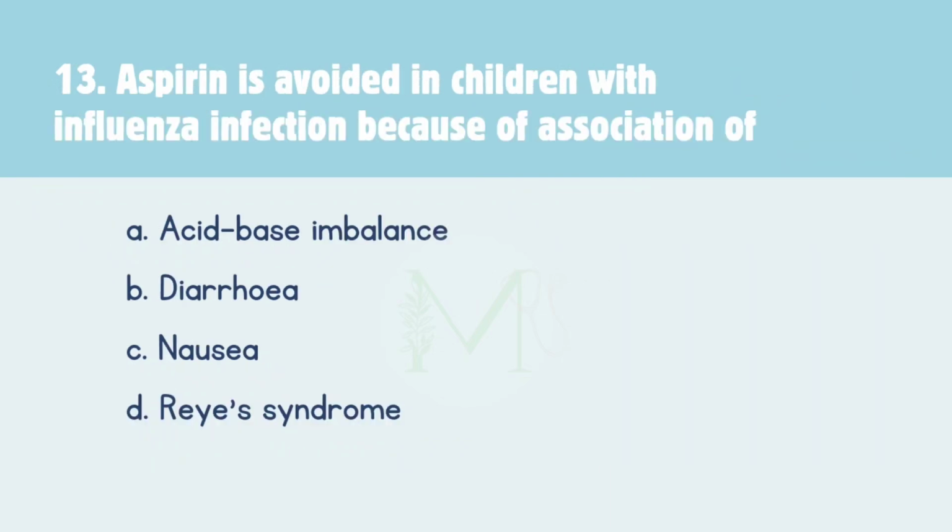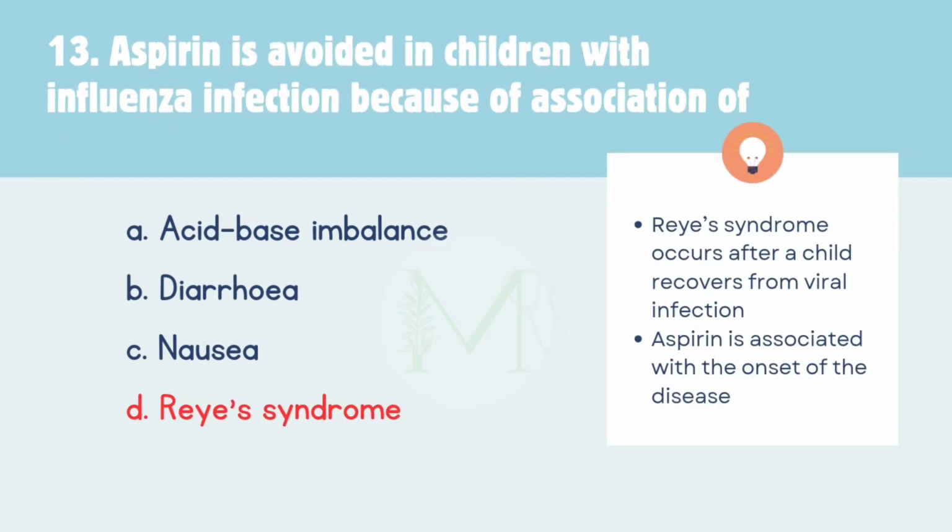The next question is, aspirin is avoided in children with influenza infection because of association with which of the following? The options are acid-base imbalance, diarrhea, nausea, or Reye syndrome. The correct answer is Reye syndrome. Reye syndrome is a rare but serious condition that causes acute encephalopathy and hepatic dysfunction in children.